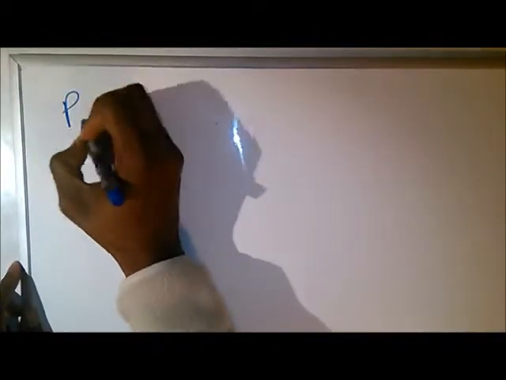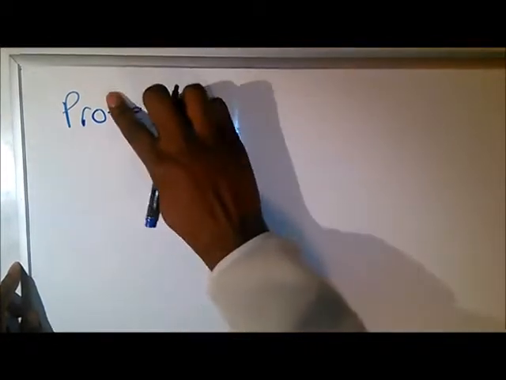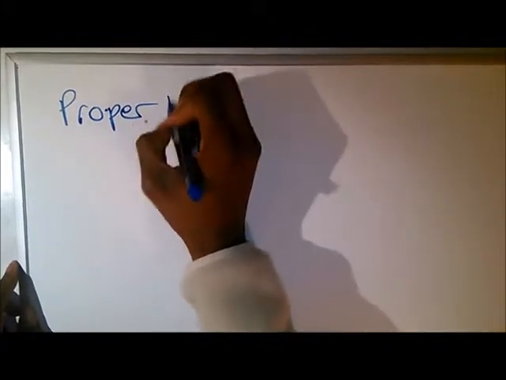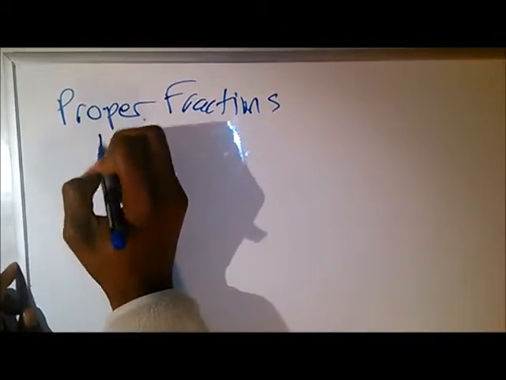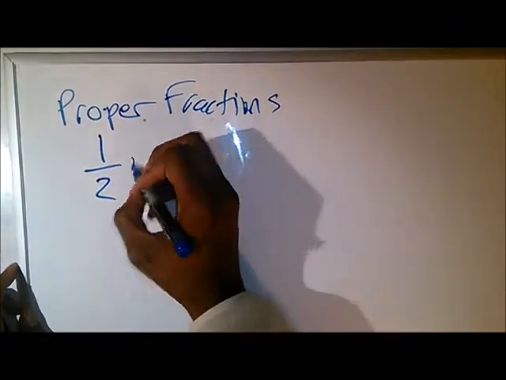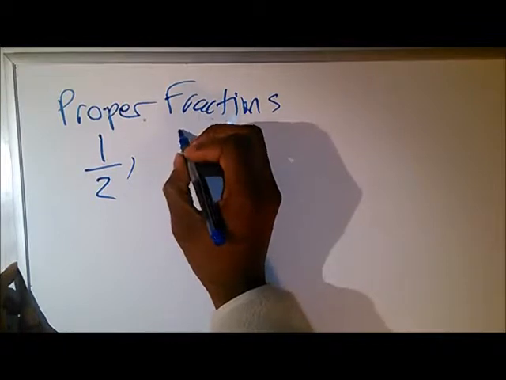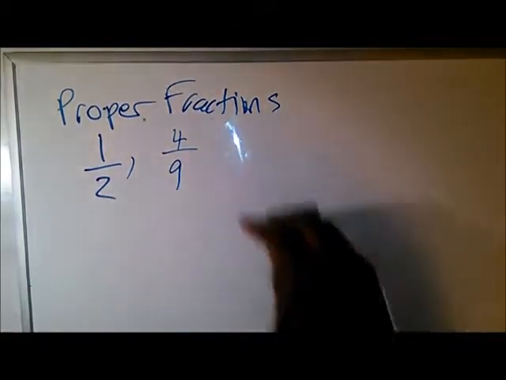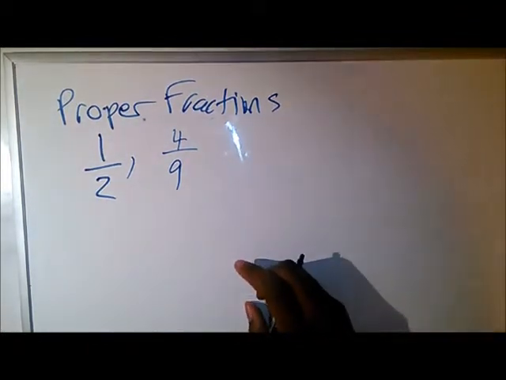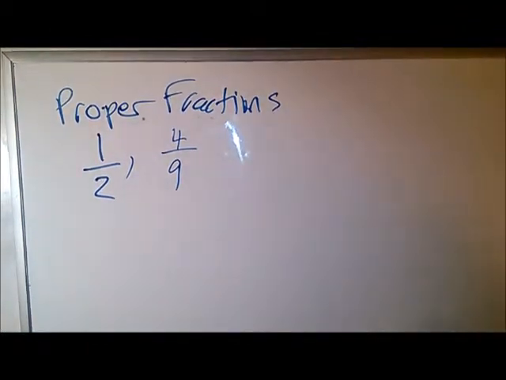Now, once upon a time, you learned about something called proper fractions. Remember that one? They look like this: 1 over 2 or 4 over 9. The numerator is always less than the denominator.